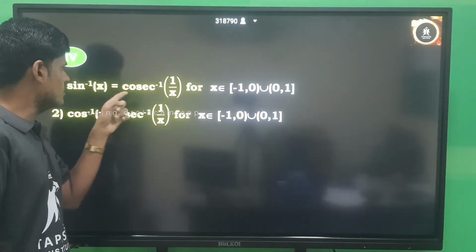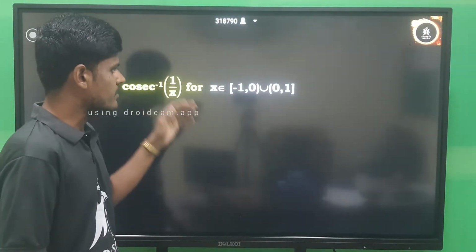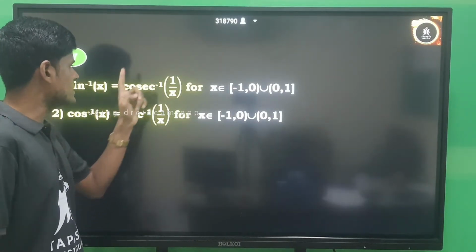Sin inverse of x equal to cosecant inverse of 1 by x. Just like how we did in the previous question, we can do this also. Take sin inverse x as theta, x is sin theta.